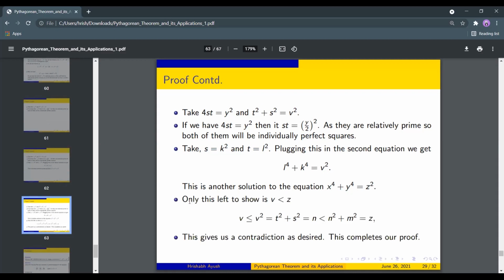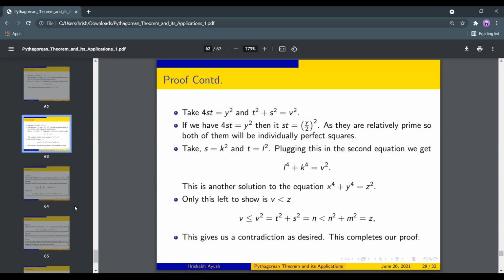So now only one thing is left, that is we show that V is less than C, that is, V is the minimal solution and not XYZ. So we can say that V will always be lesser than V square, as we are talking about the positive reals, and V square equals T square plus S square, and this T square plus S square is equal to N.